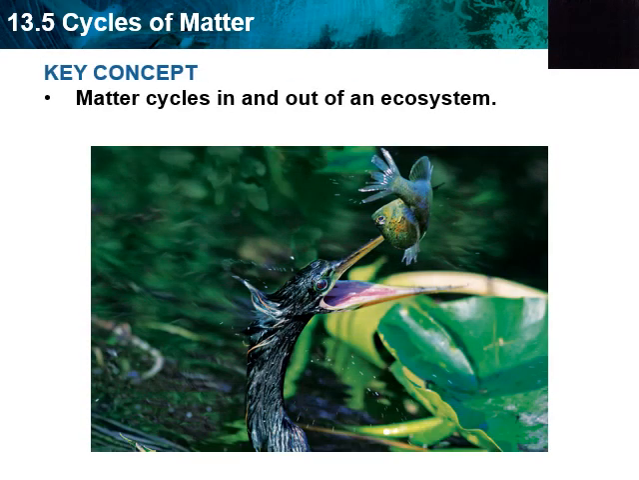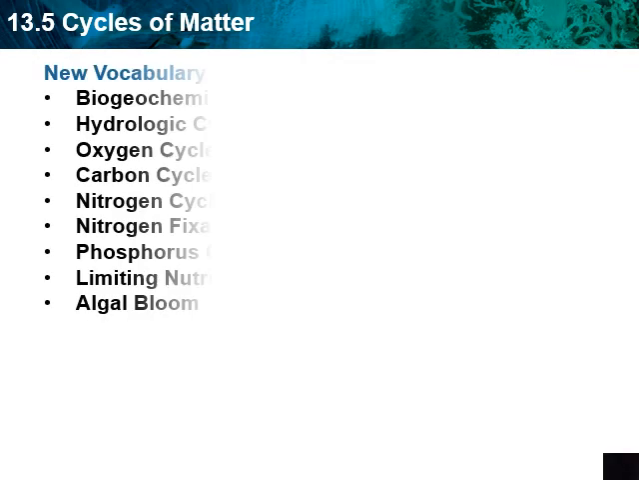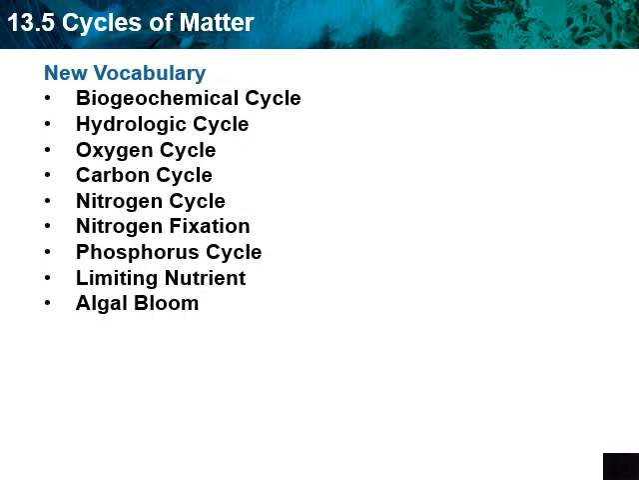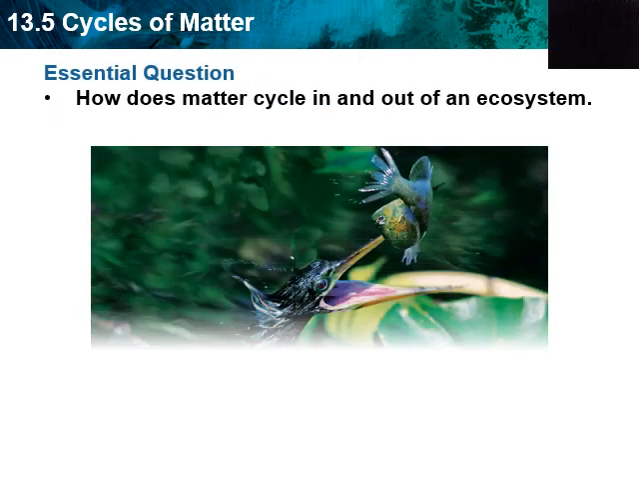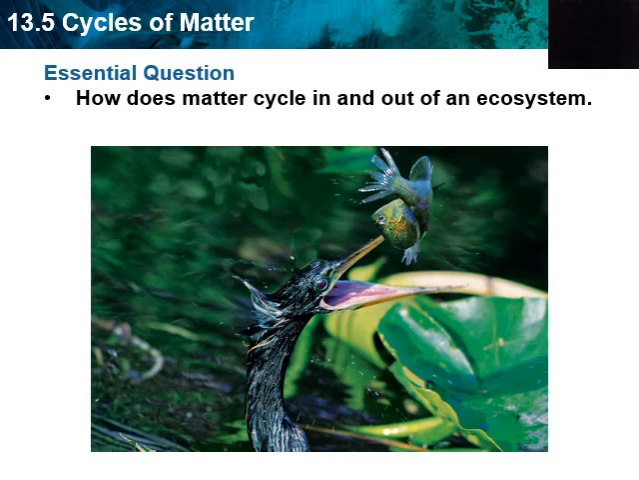All right, guys, so here we are in our next section, the cycles of matter, which is section 13.5. Our key concept: matter cycles in and out of an ecosystem. We have some new vocabulary, which is biogeochemical cycle, hydrologic cycle, oxygen cycle, carbon cycle, nitrogen fixation, phosphorus cycle, limiting nutrient, and algal bloom. So our essential question: how does matter cycle in and out of an ecosystem?